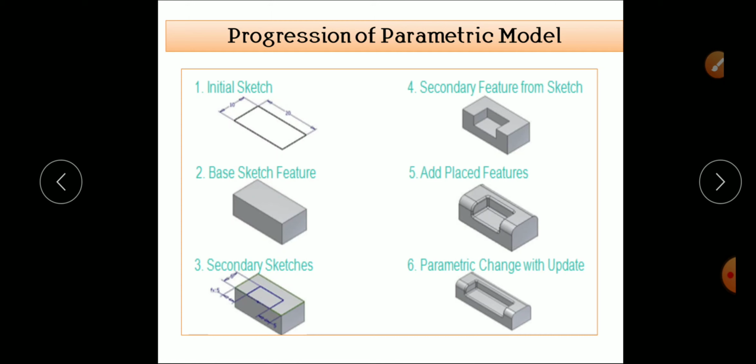Then the secondary sketch we can generate on the required platform or surface with specific dimensions. In the fourth step, the secondary feature sketch, we can remove material by the necessary function, and we can add fillets at the corners or remove corners from the object. And finally, the last step, a parametric change with update, and we get the final parametric model.